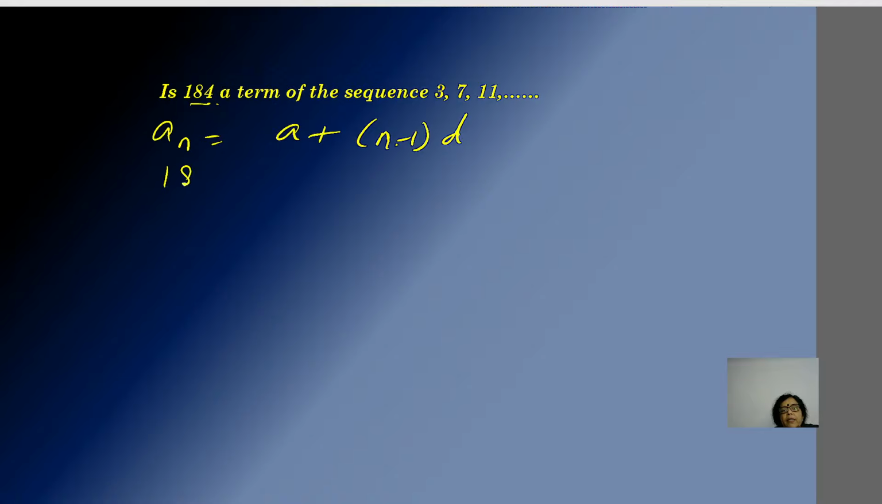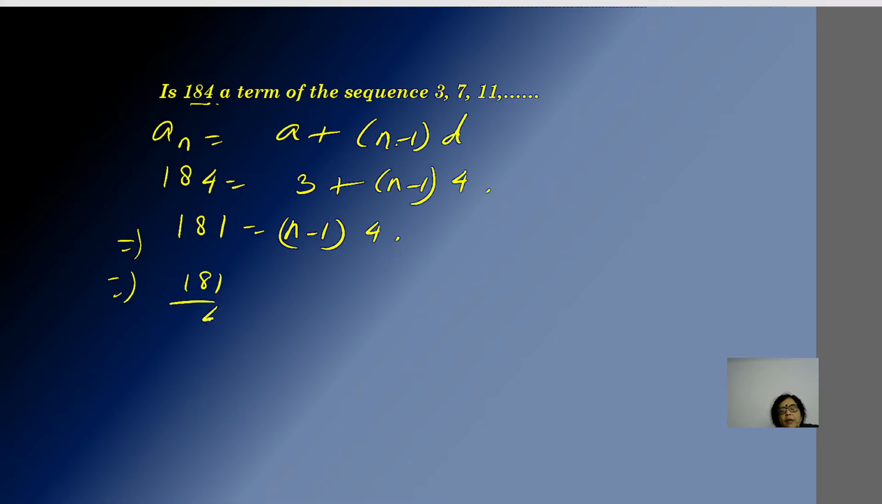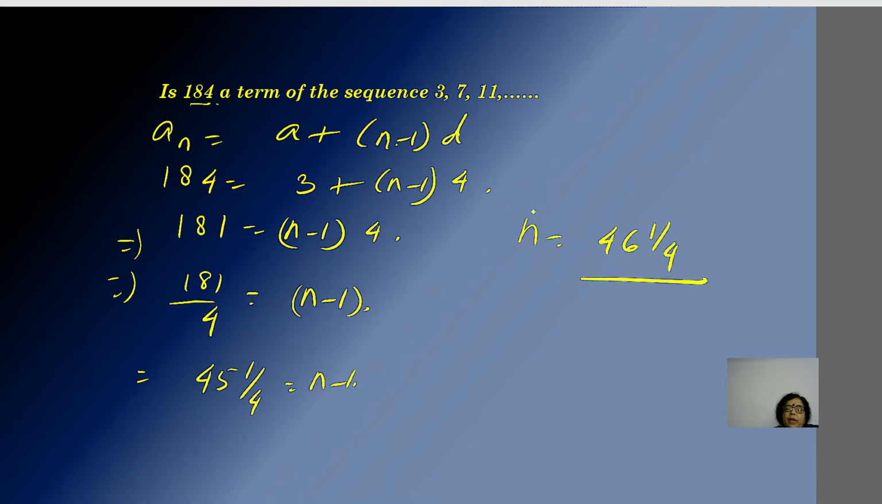So 184 is equal to A, that is 3, plus (n minus 1) into 4. So this becomes 181 is equal to (n minus 1) into 4. So this implies 181 by 4 is equal to n minus 1. So 4 fives are 20, 4 fours are 16, so this is 45 and 1 by 4, equal to n minus 1. So n is equal to 46 and 1 by 4. So this is a fraction, so obviously 184 is not a term of this particular sequence.